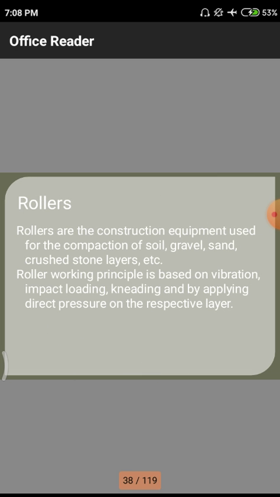What is the technical meaning of this particular roller? Rollers are construction equipment. That means these rollers are mainly used to densify the soil in the field of construction, so they belong to the construction equipment used for the compaction of the soil. Normally the main purpose of the roller is to compact the soil and gravel, sand and crushed stone layers, etc.